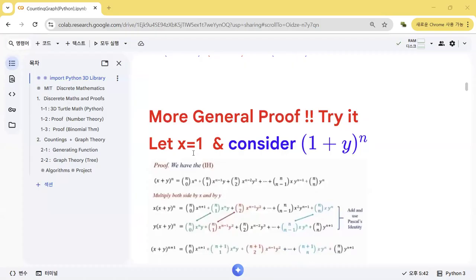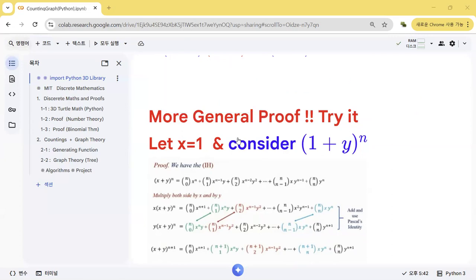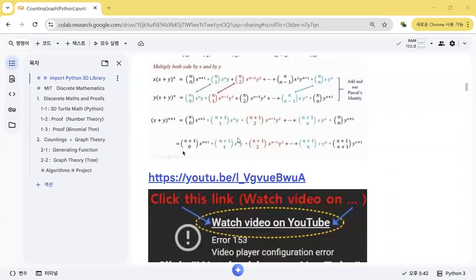If you replace x with one, then this one will be 1 plus y to the n. So this is more general. Now I will explain the more general one to prepare for the coming Gray's test problem and the final examination.